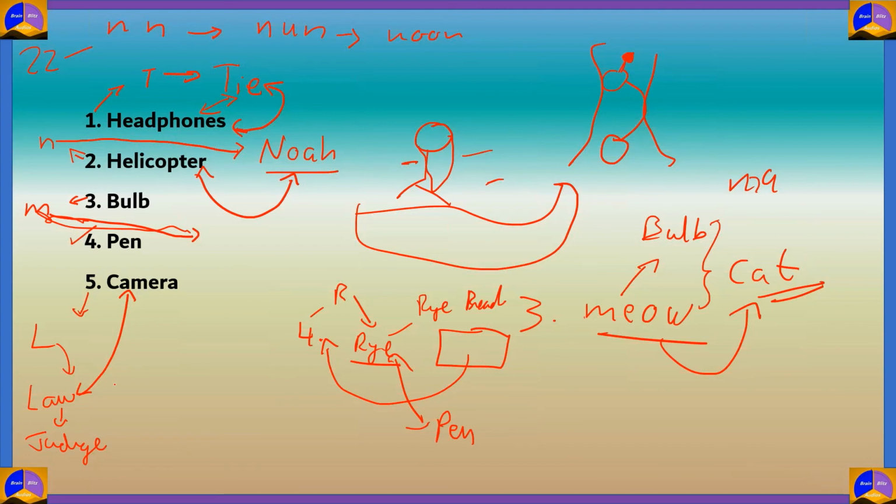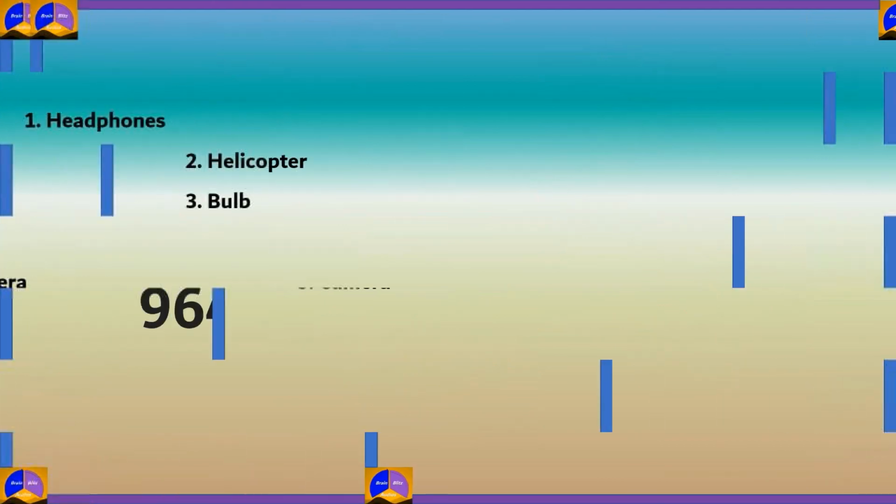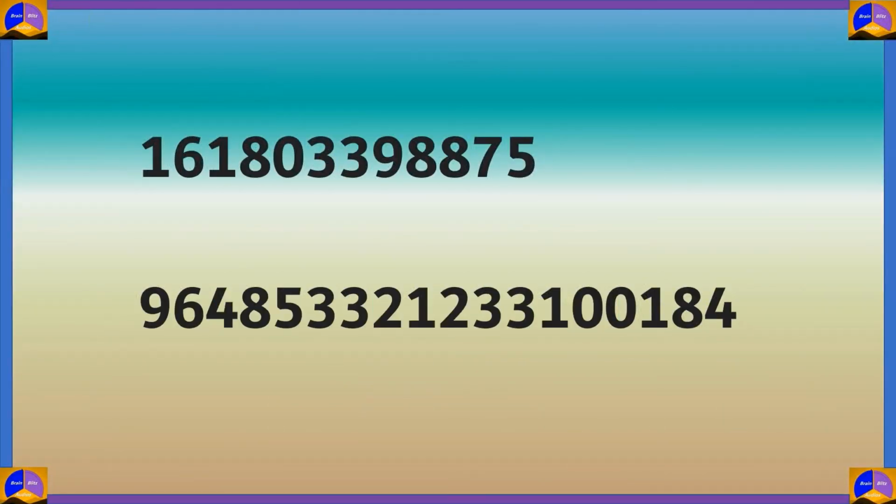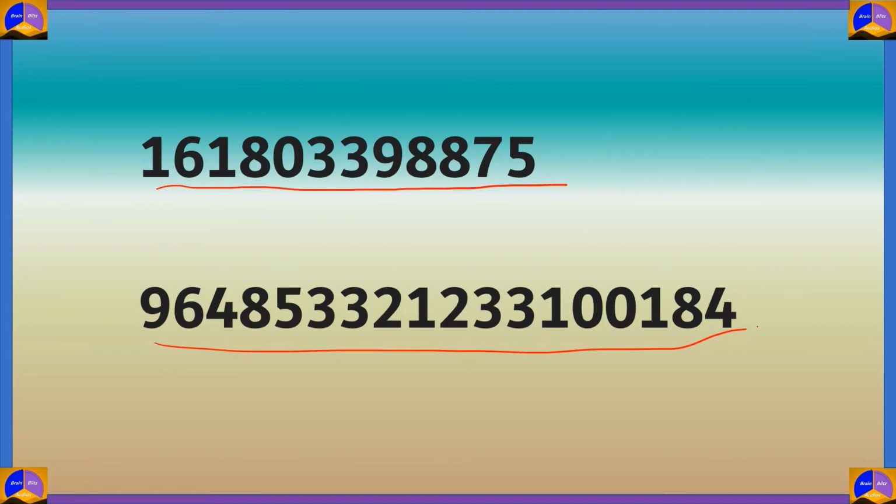I wanted to show you how you can remember ordered lists, procedures and steps, etc., by using the peg method of memory. However, the consonant phonetic alphabet by itself is way more powerful than just using it for peg words. Take, for instance, you want to remember these long digit numbers: 161-803-39-8875, 9648-533-212-331-00184. How do you remember long digit numbers? Well, that's the subject for our next video.